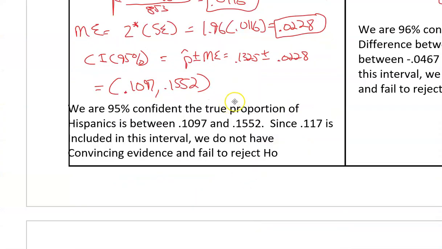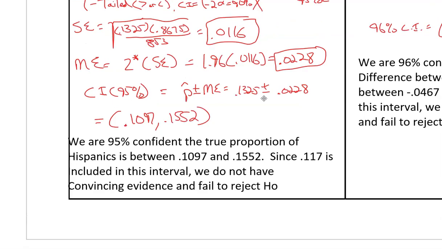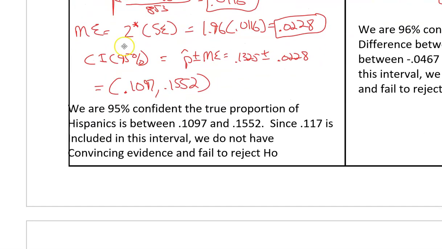So therefore, my final conclusion here is that we are 95% confident the true proportion of Hispanics is between 0.1097 and 0.1552. And since 11.7% is between those two percentages included in this interval, we do not have convincing evidence and we fail to reject H0. So that is our one sample proportion for a z-test, and that is the first example of this review.